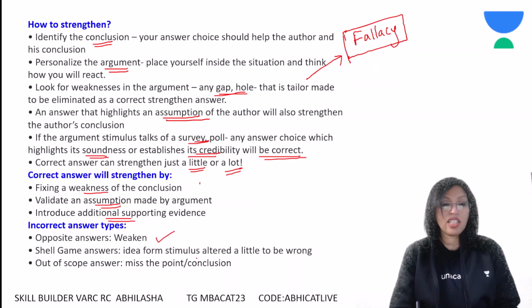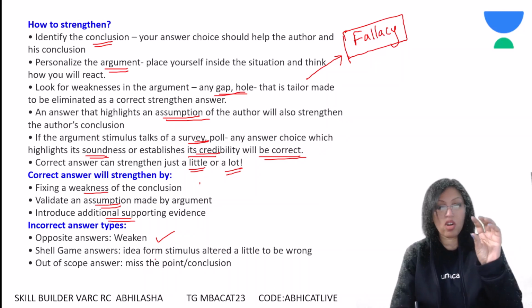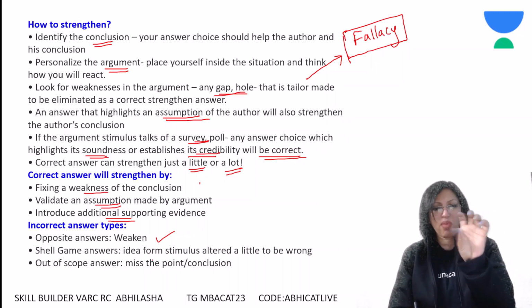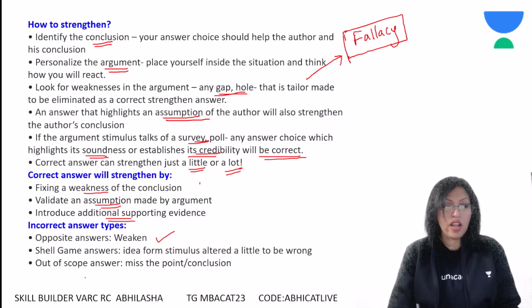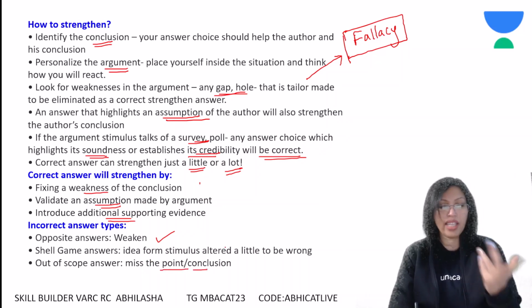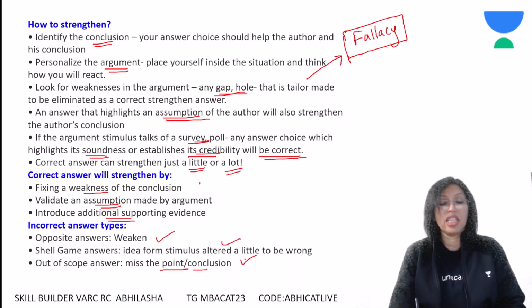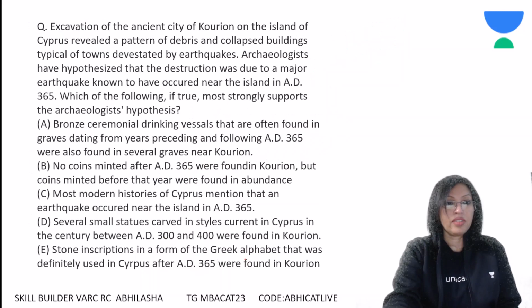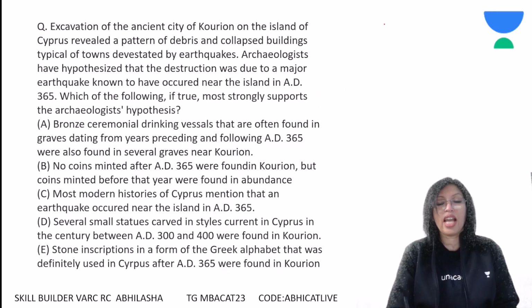The incorrect answers will be something that weakens. An incorrect answer may be a shell game, where the stimulus or the argument is just changed by a few words. Or it could be out of scope, which will miss the point or the conclusion. Any of these could be the incorrect answer type. Now let's take a look at this question. I'll ask you to pause the video here, take a minute, read it, and then try and solve it.